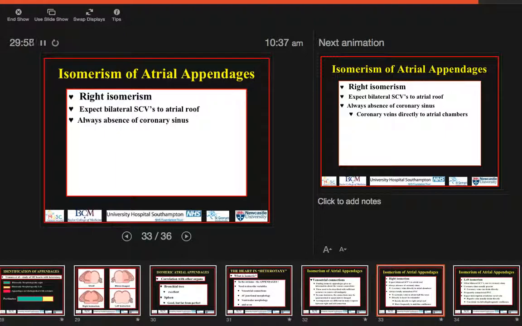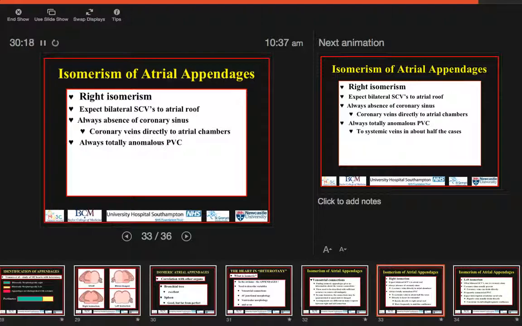So when we have right isomerism, we expect bilateral caval veins, but always there will be absence of the coronary sinus, and that is why Dr. Snehal is so correct when she focuses on the coronary sinus. And because the coronary sinus is absent, the veins will go directly to the atrial chambers. Always, in right isomerism, there will be totally anomalous pulmonary venous connection.